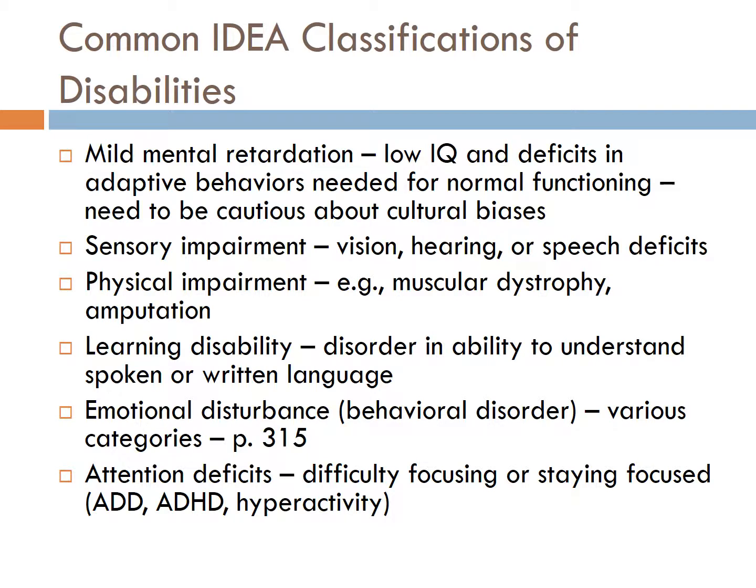Physical impairments such as amputation, muscular dystrophy. Learning disabilities is defined as a disorder in the ability to understand spoken or written language. Emotional disturbances are sometimes called behavioral disorders, and there are various categories of these. You can see them on page 315 of your text. And finally, attention deficits, difficulty staying focused, and the three that we know most often are ADD, ADHD, and hyperactivity.